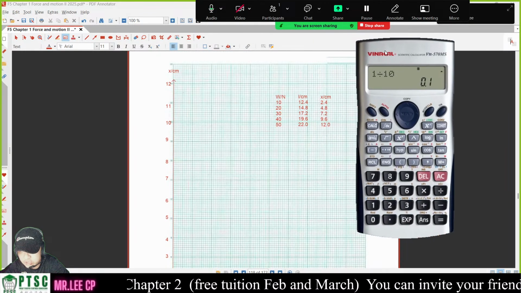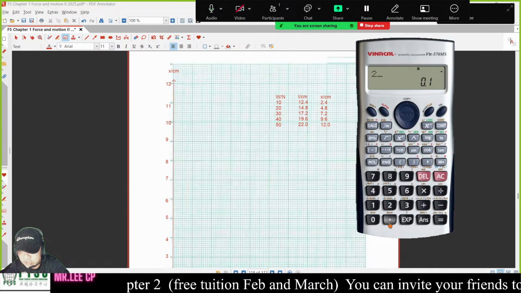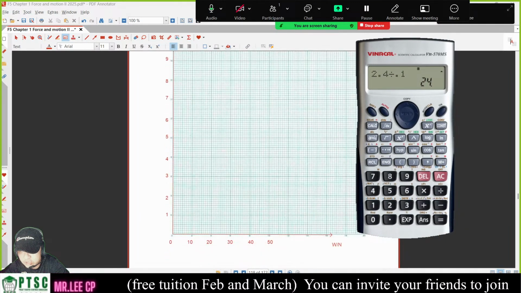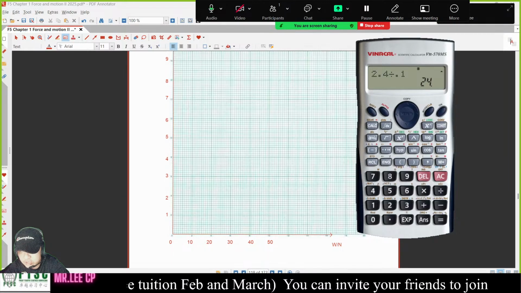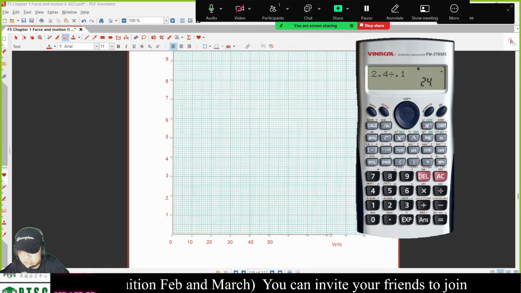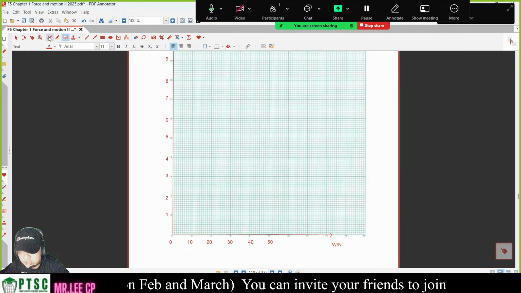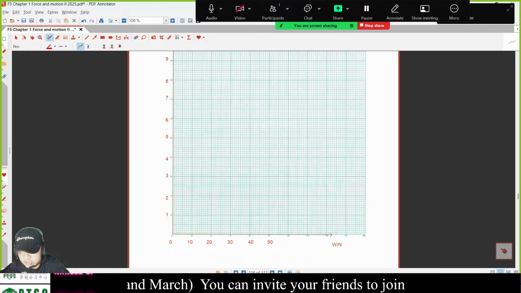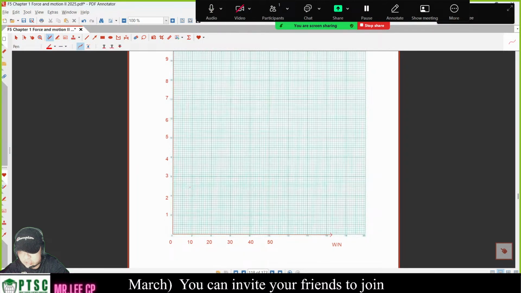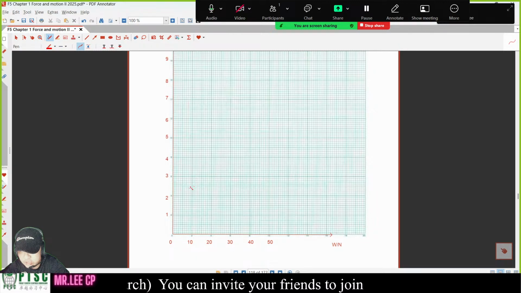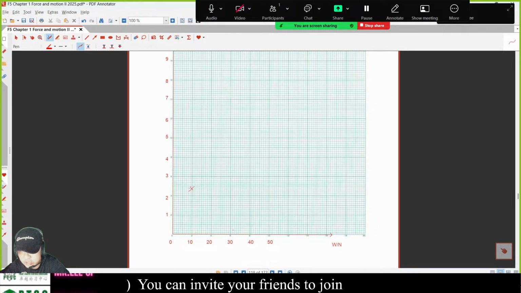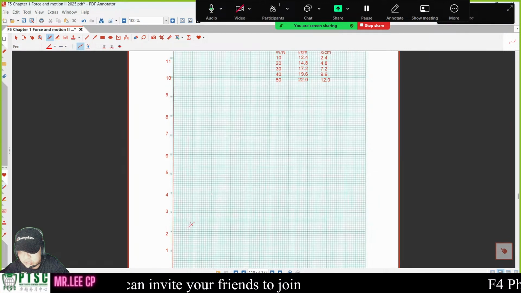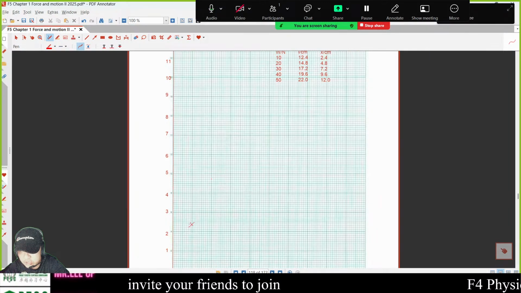Each one is 0.1. I want to plot 2.4. 2.4 divided by 0.1, I get 24. So I need to go 10, 20, 25 here. 24 is here. So I'm going to plot 24 here. 25 is here, so this is 24, the first point. The second point is 48. For 50 is here, so 48 is here.